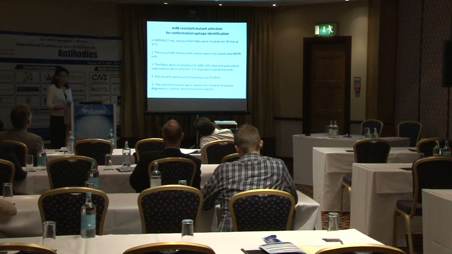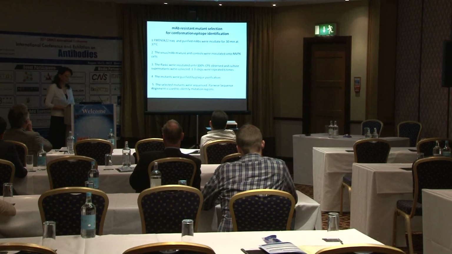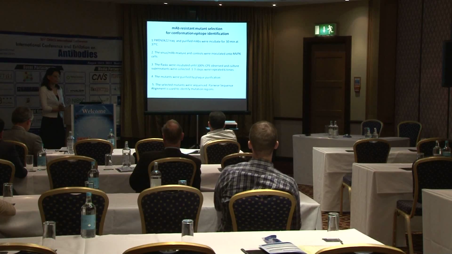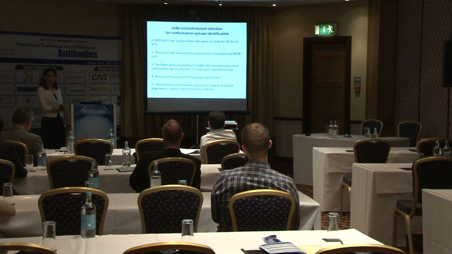So next, we would like to determine where the antibody binding sites are located on these two monoclonal antibodies. If the antibody binding sites are linear, we can identify the binding sites by peptide ELISA. However, our two monoclonal antibodies' binding epitopes are all conformational. So we use antibody-resistant mutant selection.